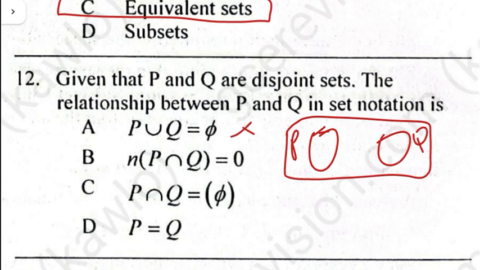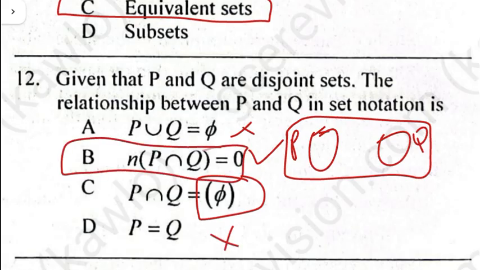This one is not true. Number of elements in P intersection Q is 0. This is true, right? Because there are no elements in P intersection Q. P intersection Q, this one is not a set notation representation. This is rubbish. P is equal to Q. This is not true. So the answer here is B.